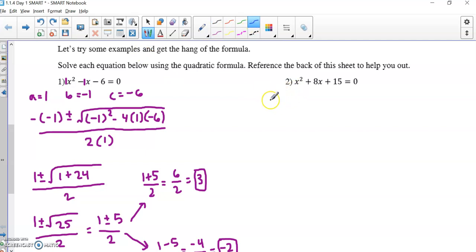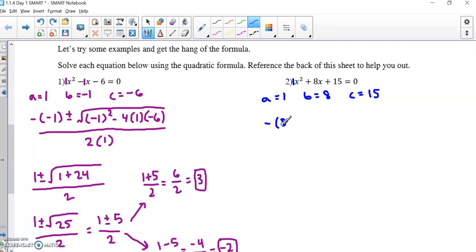So let's do another one. You start the same way. A, since there's no numbers in front, we can assume it's 1. B is going to be 8. C is going to be 15. And again, we'll plug it into the formula.